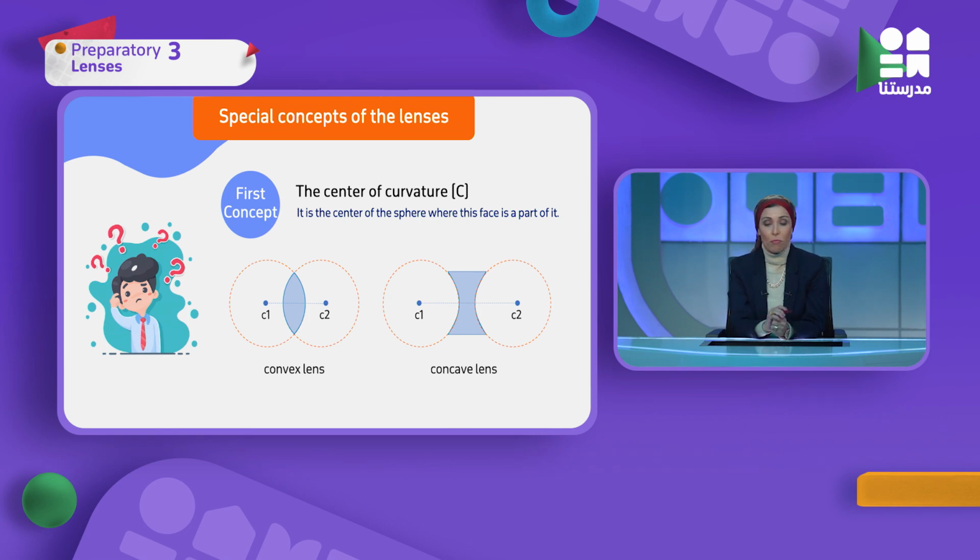And also in the concave mirror, the same definition: it's the center of the sphere where the face is a part of it. What's meant by the face? The face of the lens, the visible part of the lens. If I take this part and this part, there are two spheres, so I have two centers of curvature. You know now why I have two centers of curvature in this case: because the lens is part of two spheres, not only one sphere. This is the first definition.